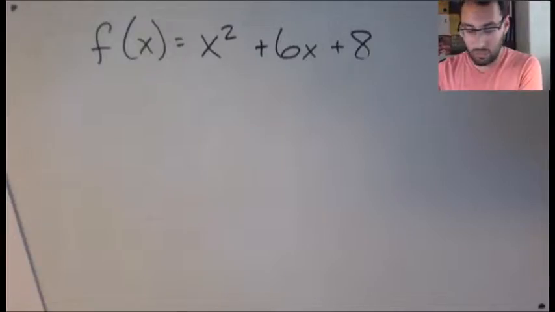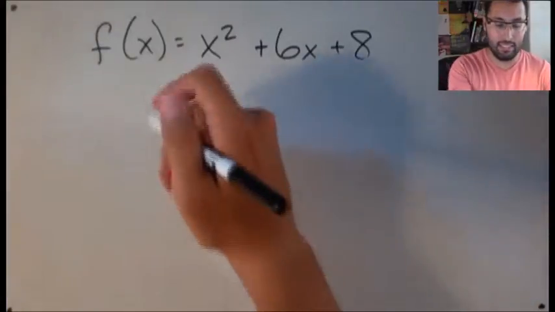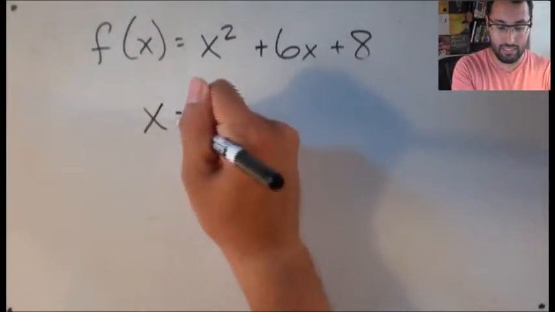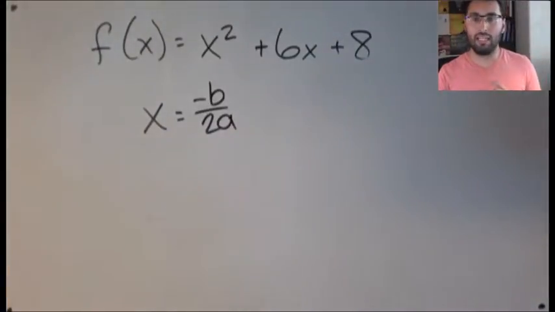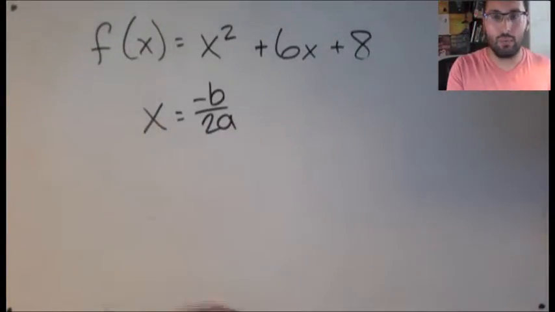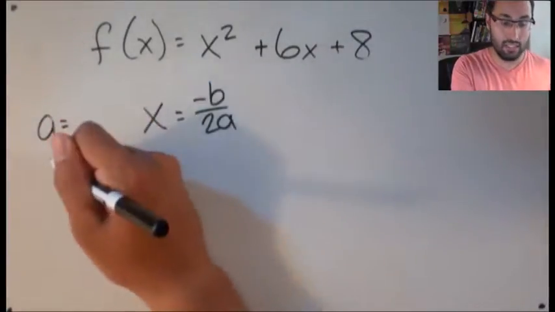All right, we're going to get to our first example, which is f of x equal to x squared plus 6x plus 8. So again, first step is to find the vertex. We always begin at the x value, that's negative b over 2a. But before I begin, I'd like to always identify what the a, b, and c values are. So let's write that off to the left.